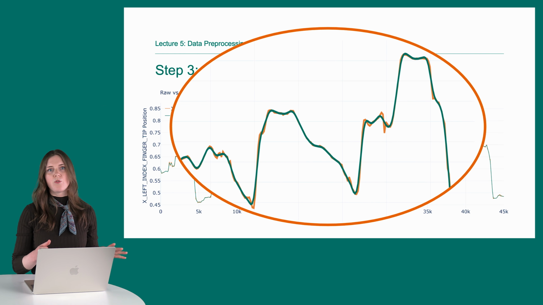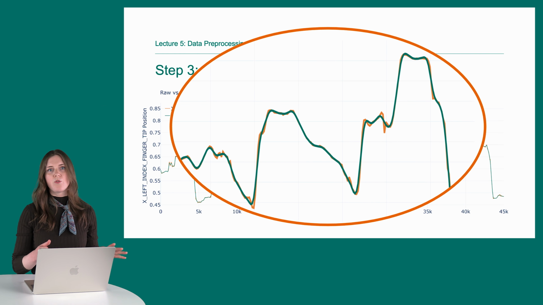We can further inspect the results by viewing the skeleton overlay videos before and after smoothing. So here we see quite a lot of jitter in the hands before smoothing, but the landmarks are much more stable and smooth after we've applied our Butterworth filter.